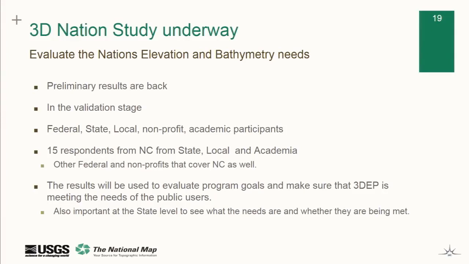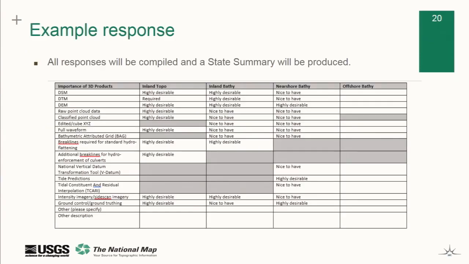We're in the process now of updating that. It's called the 3D Nation Study now, and we have about 15 state, local, and academic participants from North Carolina. We have a restriction on the number that we can ask to participate. And we're now in the validation phase of finding out what those needs are. This is just an example of one respondent from North Carolina, the types of products that you might need.